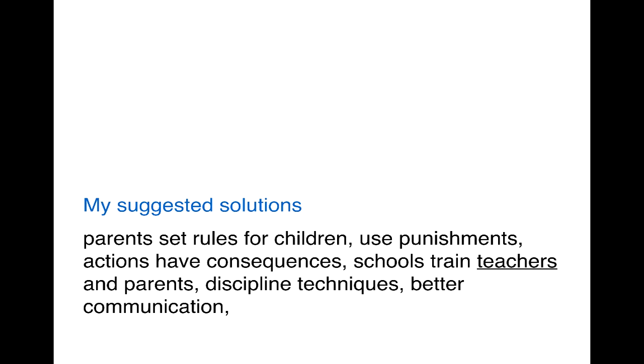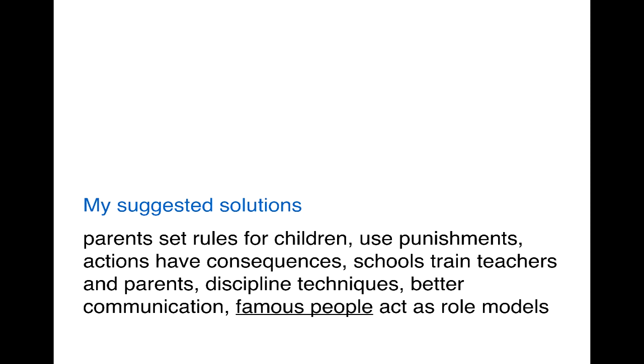The final people that we blamed were celebrities, famous people. So we'll have a solution for that problem. Famous people need to act as role models. Again, you can see the 3 groups of people that we blamed before, and we've got a solution for each one: the parents, the teachers, and the famous people. Let's order those ideas now.